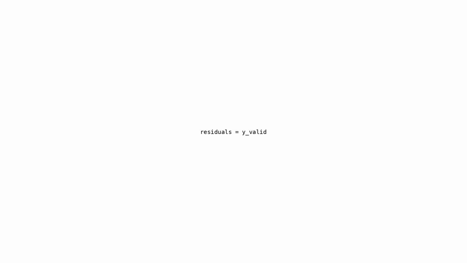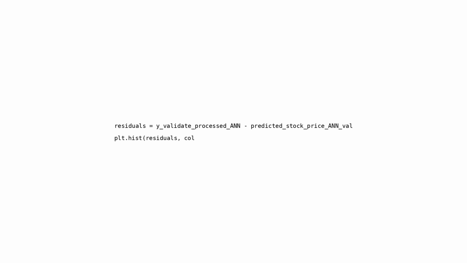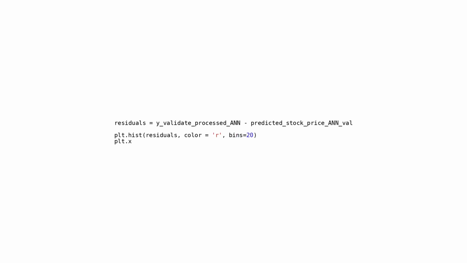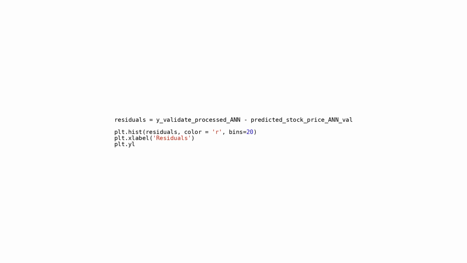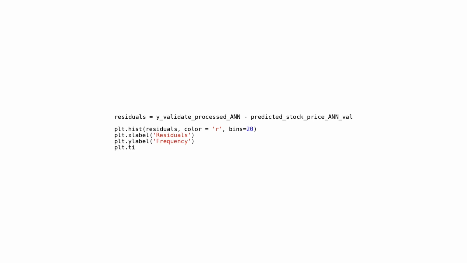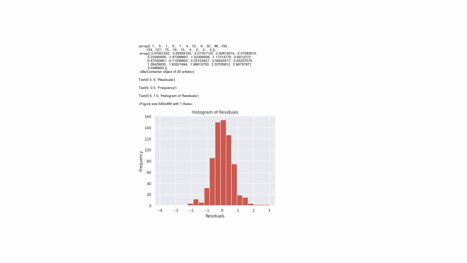This code finds the differences between predicted and actual stock prices to calculate residuals. These residuals are then visualized in a histogram that shows how frequently different residual values occur. The x-axis displays the residuals, the y-axis indicates their frequency, and the plot is titled Histogram of Residuals. The code then shows the histogram.